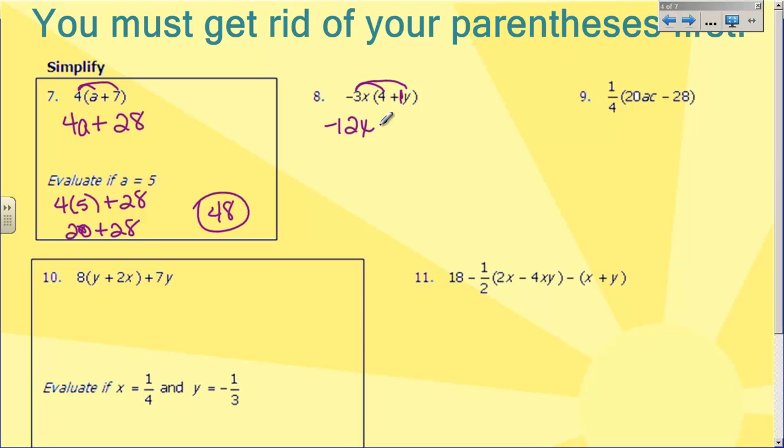A negative times a positive gives you a negative, so you have negative 3. And then you have x times y, which gives you an xy. Now, there's nothing here that is alike for me to continue to combine, so I am done.